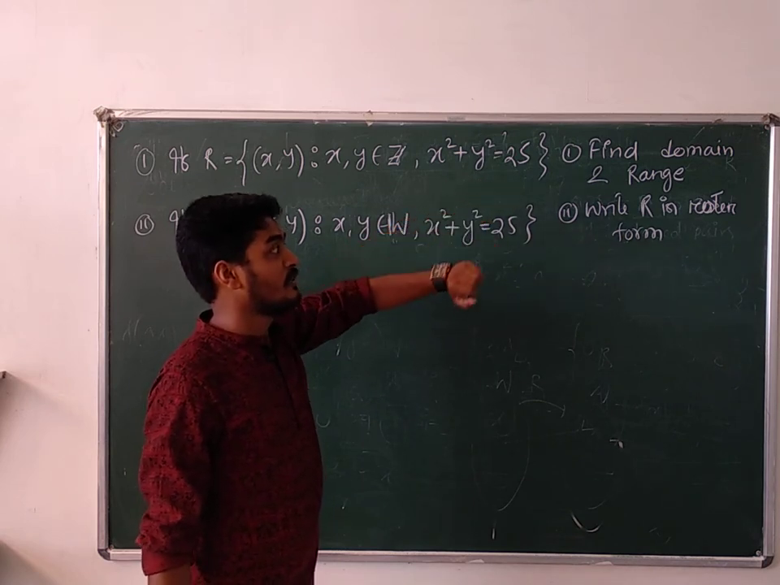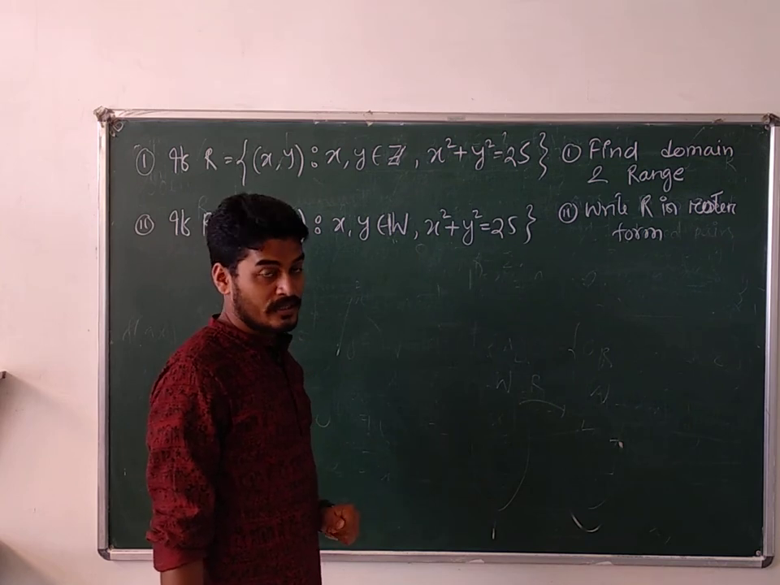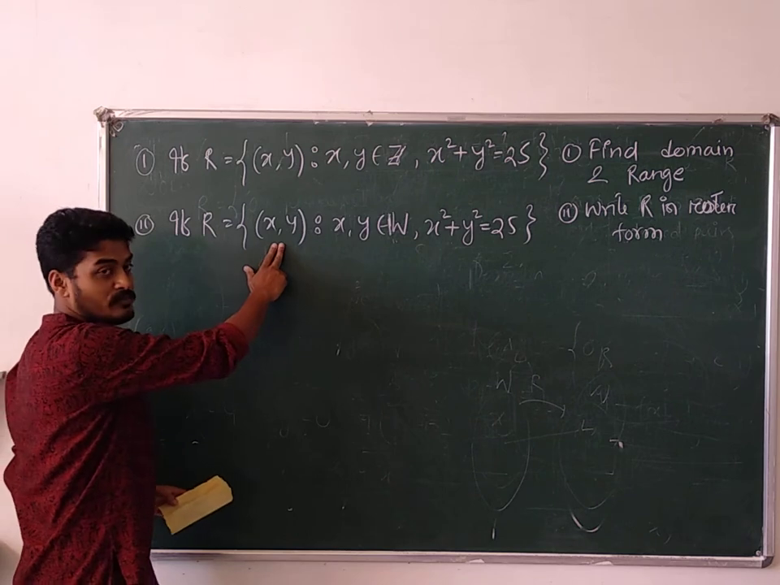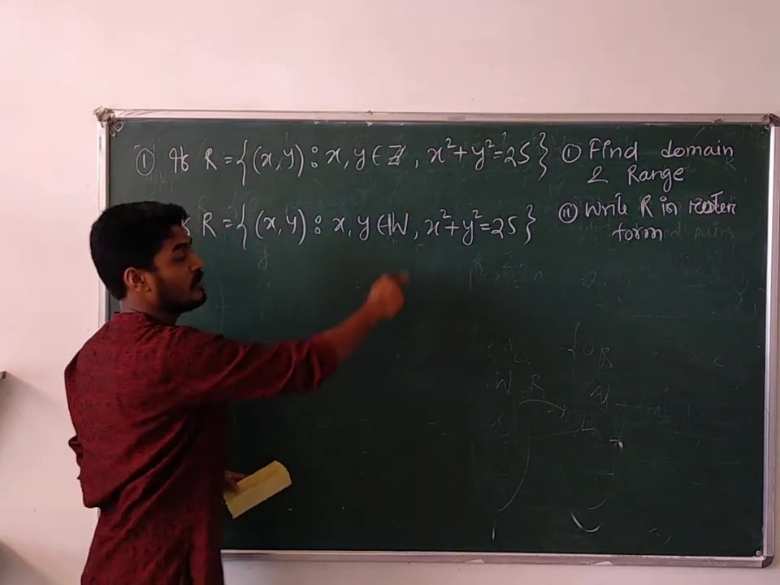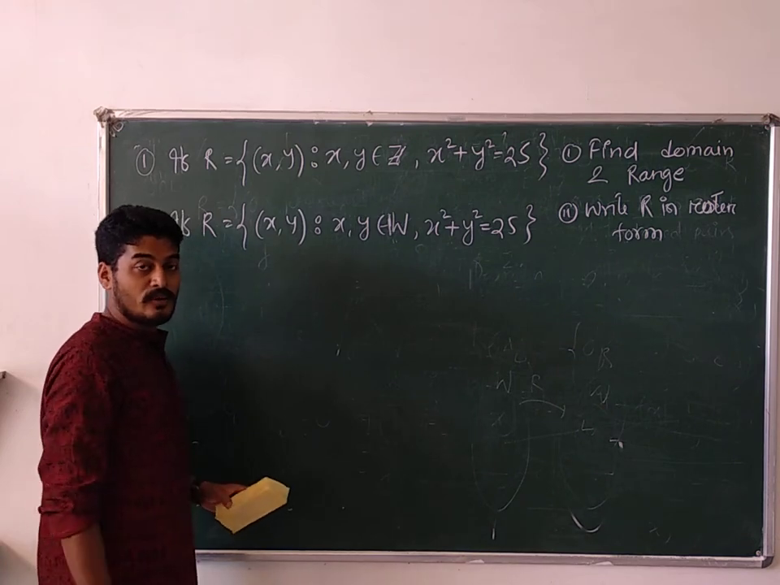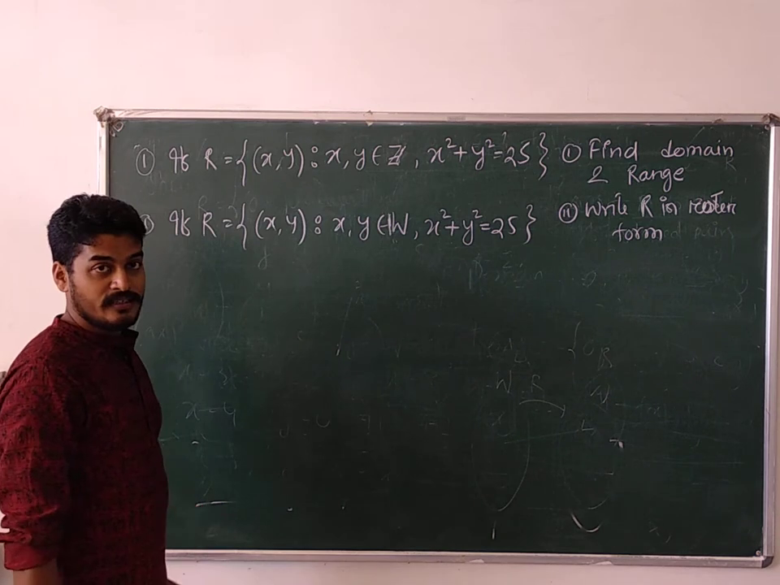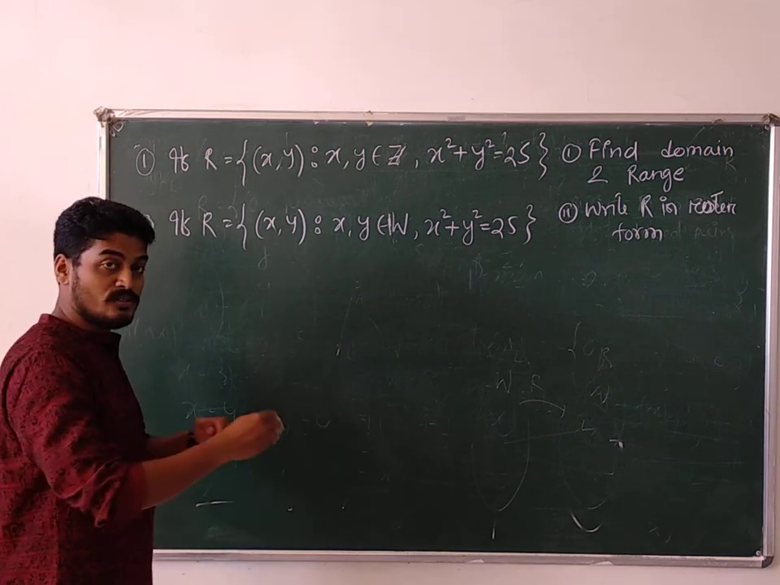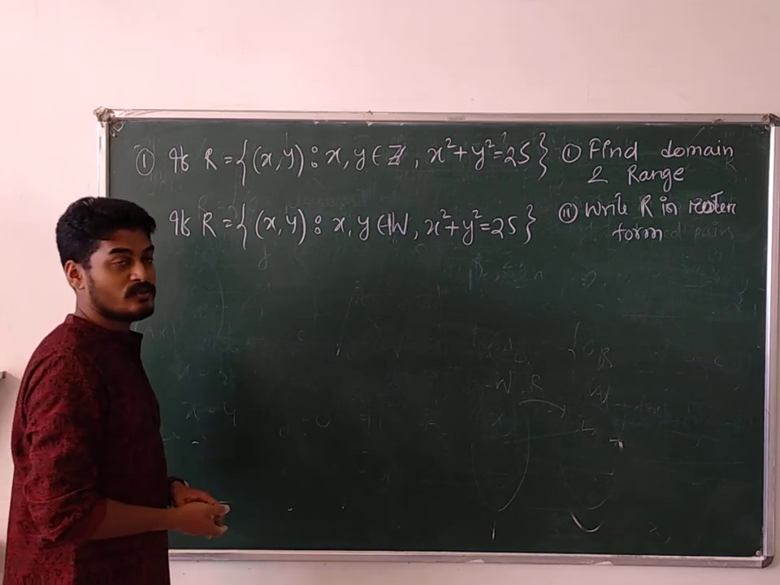You have to find the domain and range, as well as you have to write R in roster form. Okay, in tabular method you have to write down. In the same way, the second question is that R contains all those ordered pairs where the condition is the same, but x and y should be whole numbers. That means in place of x and y, negative quantities should not be there. Zero and all the natural numbers together are known as whole numbers.